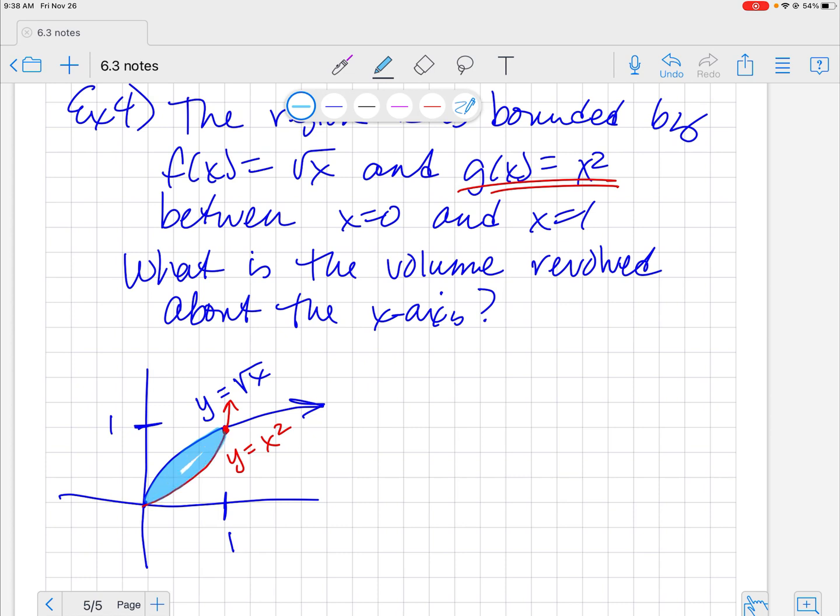This is going to be my region. And this is going from 0 to 1. This is my A, and this is my B. Cool, right? So I've got that 0 to 1 because I'm blocking those off, and that's where they intersect. So I'm going to take this little fella and revolve it about that x-axis.